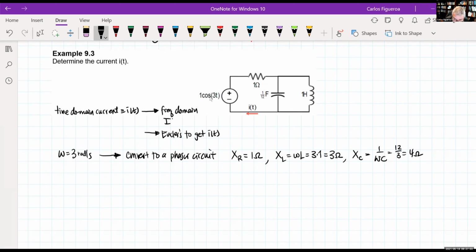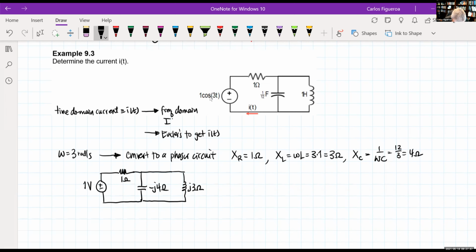So let's write our phasor circuit. Our phasor circuit says I don't write cosine 3t. I say this is 1 volt, right? 1 volt. My resistance does not change. Now I look at my capacitor. My capacitor is not C, but minus j4 ohms. And then my inductor is going to read j3 ohms.